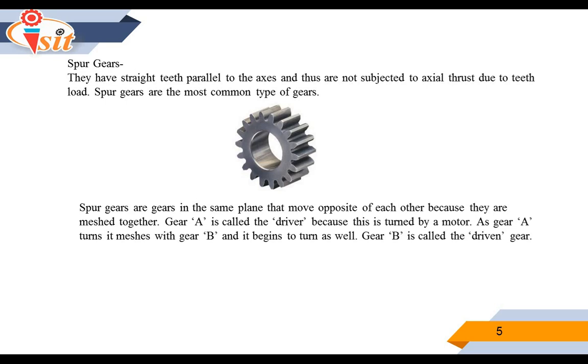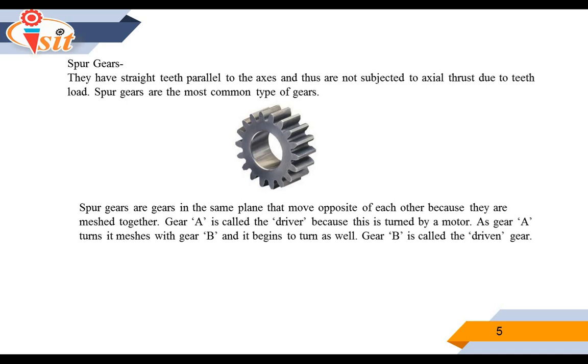Spur gears are gears in the same plane that move opposite to each other because they are meshed together. If we consider gear A and gear B, gear A is called the driver gear because it is turned by the motor, and as gear A turns it meshes with gear B, so gear B begins to turn as well. So gear B is called the driven gear.